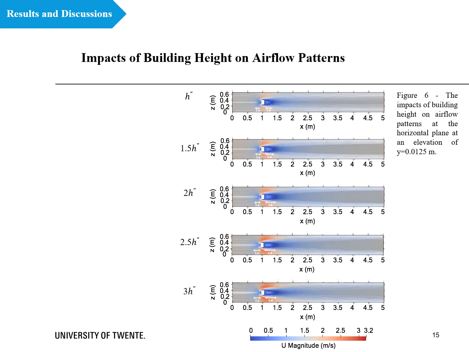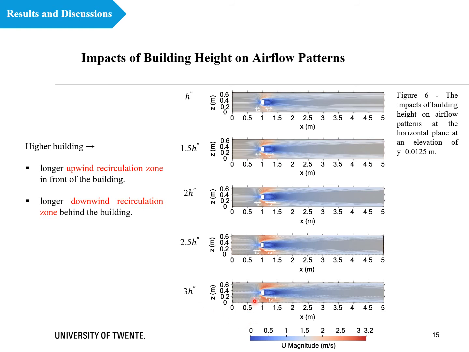The impacts of building height on airflow patterns are shown here, and same as previous results, the building height is increasing systematically from h double prime in the reference case to 3 times h double prime. The results of near-surface wind velocity magnitudes show that the upwind recirculation zone in front of the building and the downwind recirculation zone just behind the building both increase in length with increasing building height. Furthermore, the velocity deficits continue for a longer distance downstream for a higher building.